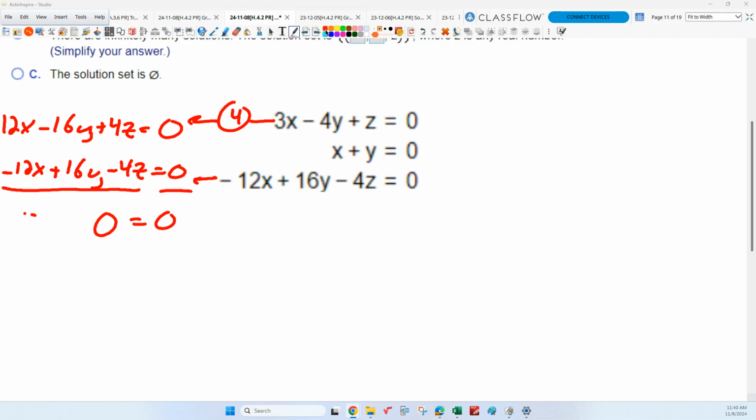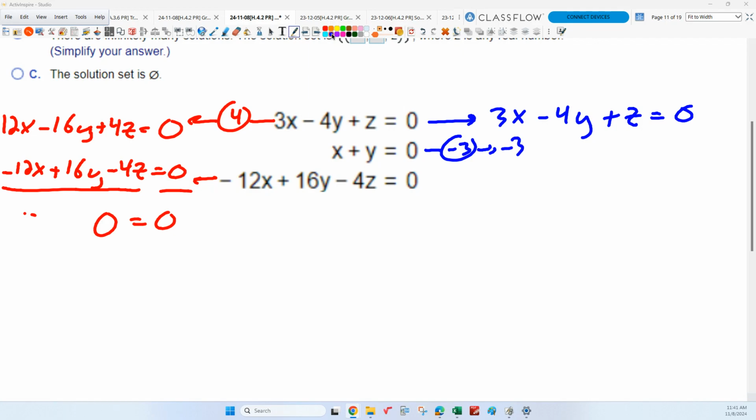So what if I tried to eliminate x from the first two? Okay, I could leave the top one alone, and the bottom one I would just multiply by negative 3. Isn't that what we were trying to get rid of, x? Oh, we're trying to get rid of z's, weren't we? Okay, we can't get rid of z there, so we'll get rid of x's. So we'll multiply this one by negative 3.